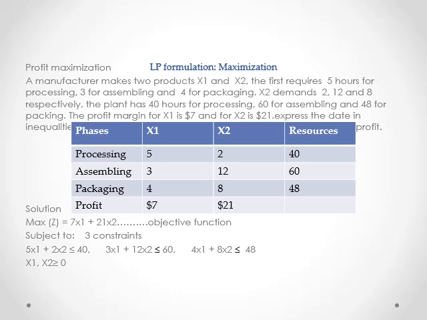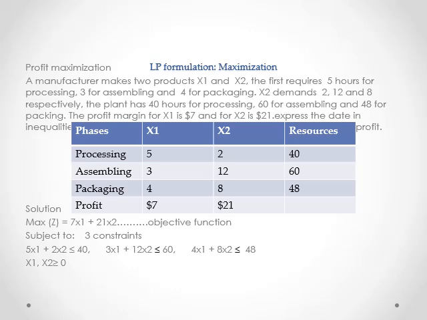5x1 plus 2x2 for processing. So what that means, 1 unit of x1 costs 5 units and 1 unit of x2 costs 2 units, in phase 1. In phase 2, assembling, 1 unit of x1 will cost us 3 units and 1 unit of x2 will cost us 12.